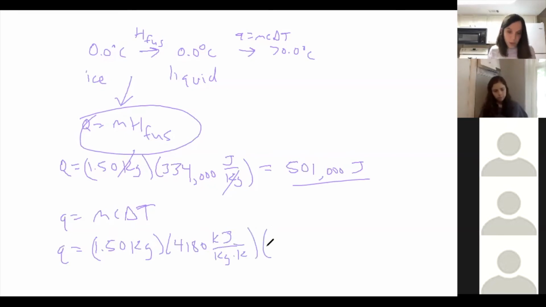And then the temperature change, we're going from 0 to 70, so it's 70 minus 0. Multiply that out. Oh, I got that reversed, I'm sorry, that should be joules, not kilojoules. Okay, so multiply that out and we'll get the heat required to make it go from 0 to 70 degrees Celsius. And we get for that 439 kilojoules.